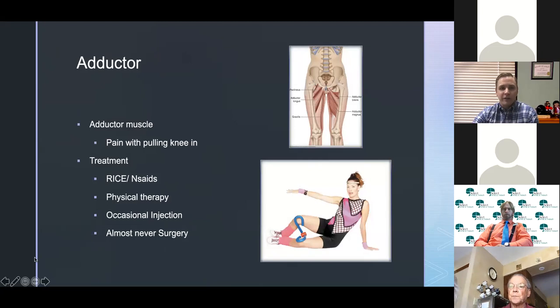Your adductor tendon is another tendon around your hip, and this is kind of the thigh master muscle. So when you think about bringing your knees in against resistance, that's your adductor muscle. And those muscles, again, insert up here in the pelvis, and they can cause groin pain. There are very few surgeries that we can really do for this, so we mainly focus on conservative treatments with this.